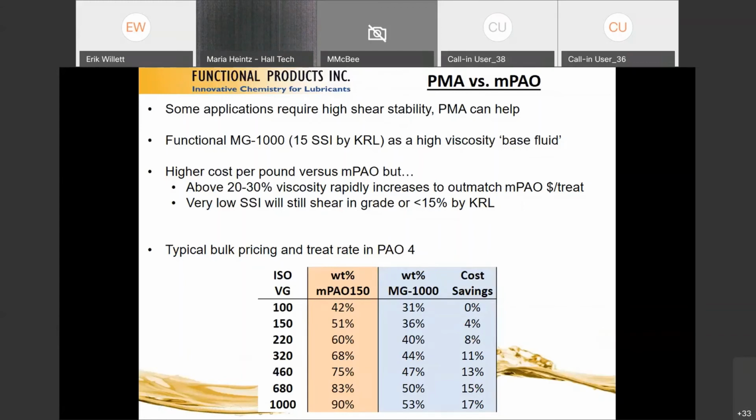It's not going to shear as well as an mPAO formulation or a polybutene formulation, but it's going to come out up to 17% cheaper. So it is going to save some cost. And that's a decision that you have to make as a formulator: the specification, you can go out to 15 or 20% viscosity loss. So the mPAO is something that you can take advantage of, or the MG1000 or similar really shear stable PMAs.